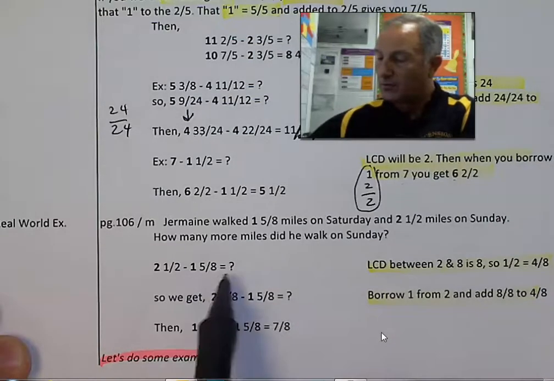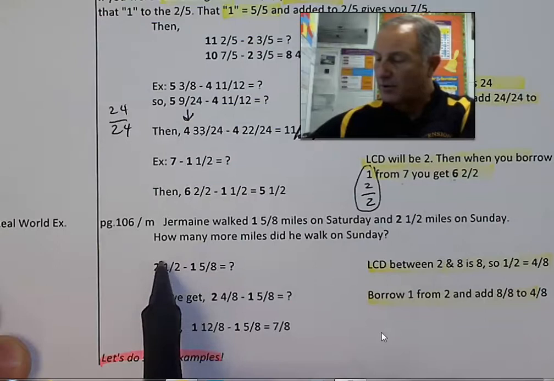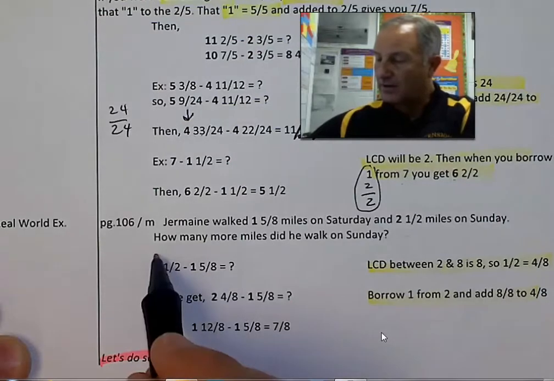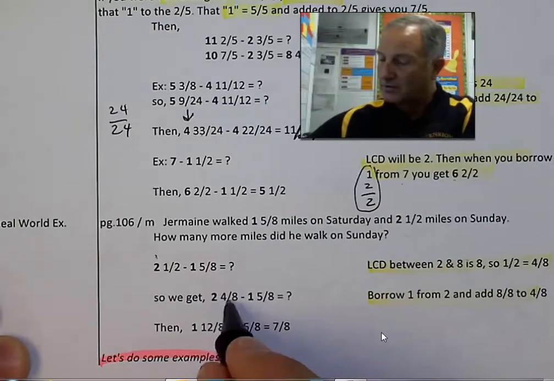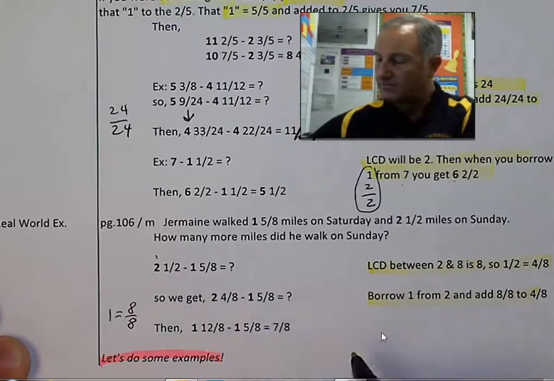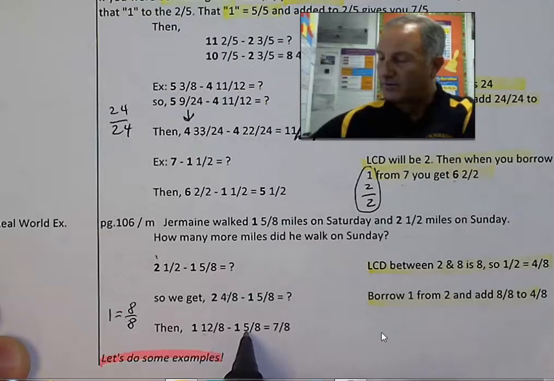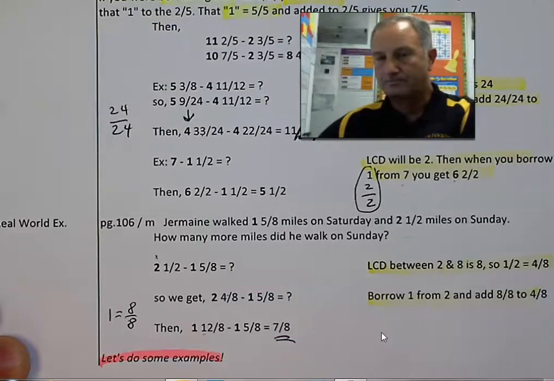Common denominator between 2 and 8 is going to be 8. So when I borrow my 1 here, my 4/8, I can't subtract here. When I borrow, I'm going to change that 1 to 8/8. And 8 plus 4 is 12. So 1 and 12/8 minus 1 and 5/8. 12 minus 5 is 7/8. 1 minus 1 is 0. There's my answer. Okay?